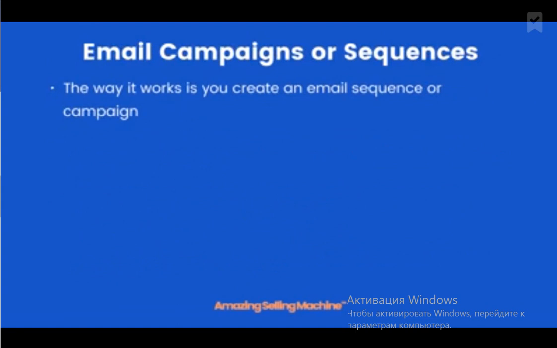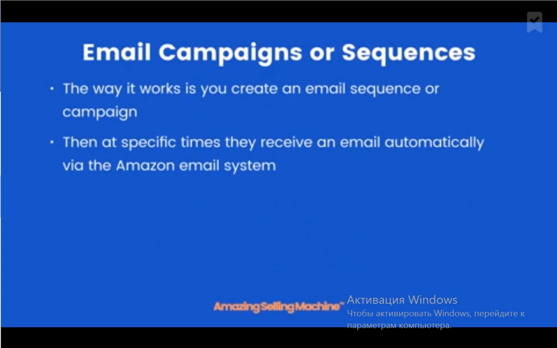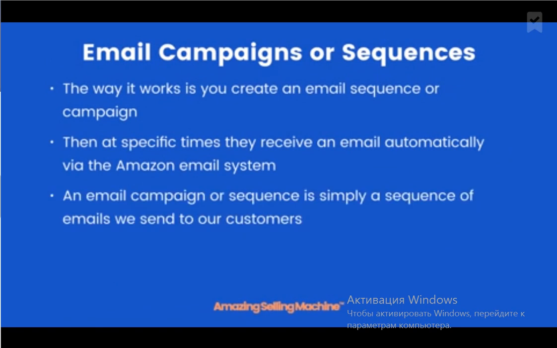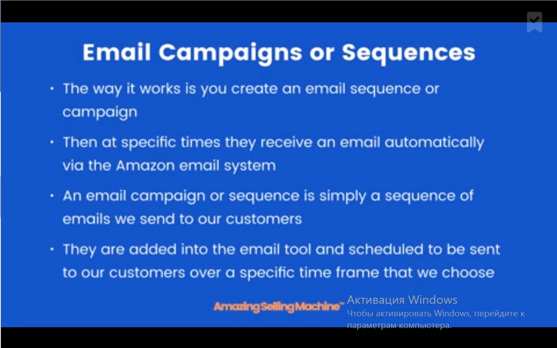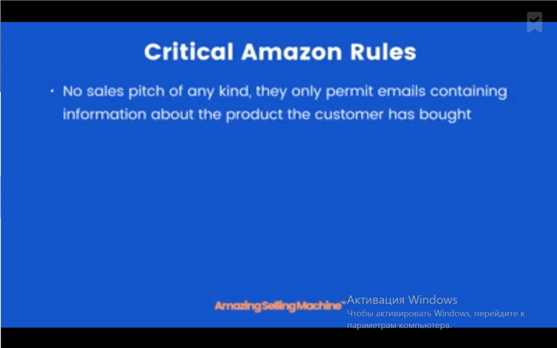The way it works is you create an email sequence or campaign. Then at specific times, your customers receive an email automatically via the Amazon email system. An email campaign or sequence is simply a sequence of emails we send to our customers. They are added into the email tool and scheduled to be sent to our customers over a specific time frame that we choose. Now, there are some critical Amazon rules.